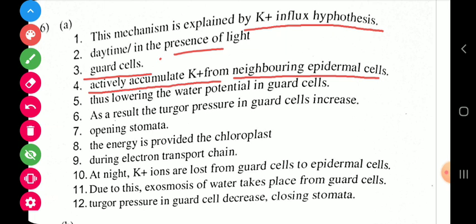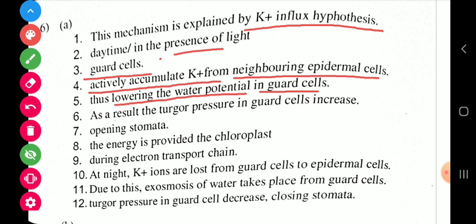Then what's the result of this? During the daytime, in the presence of light, the guard cells actively accumulate K plus from the neighboring epidermal cells. The result of this is that it lowers the water potential in the guard cells. So, during the daytime, in the presence of light, guard cells actively accumulate K plus from the neighboring epidermal cells, thus lowering the water potential in the guard cells.